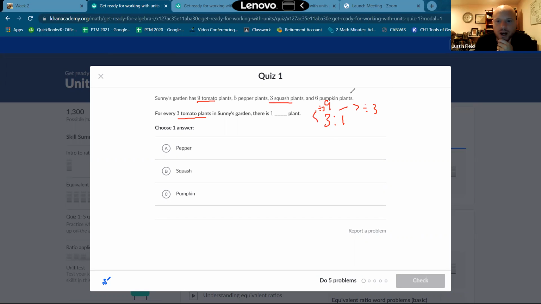And that is squash plants. So the ratio of tomato to squash plants in the given data is 9-to-3. And if you reduce that ratio, it would become 3-to-1. So the answer is squash plants.